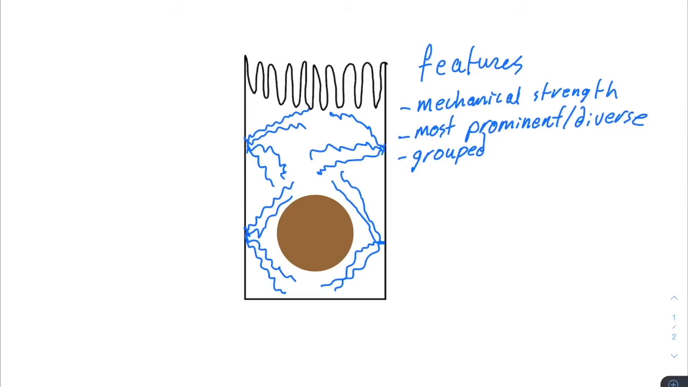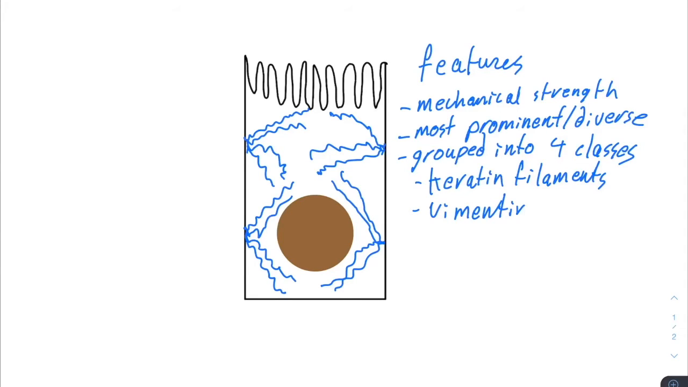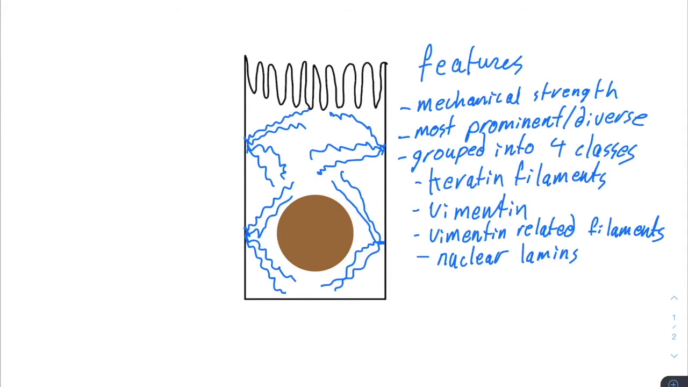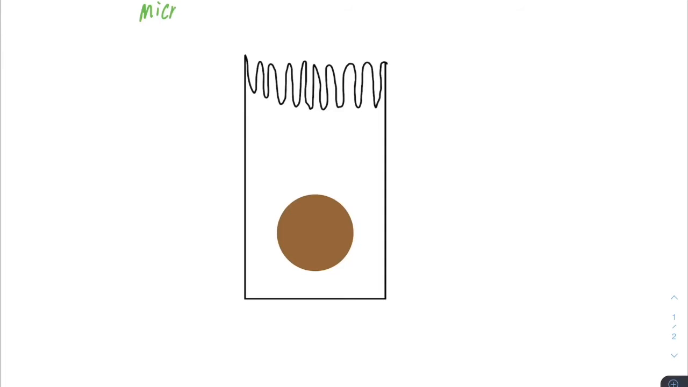One other feature of intermediate filaments is that they are grouped into 4 different classes. This can be described by keratin filaments, vimentin-related filaments, and nuclear lamins.